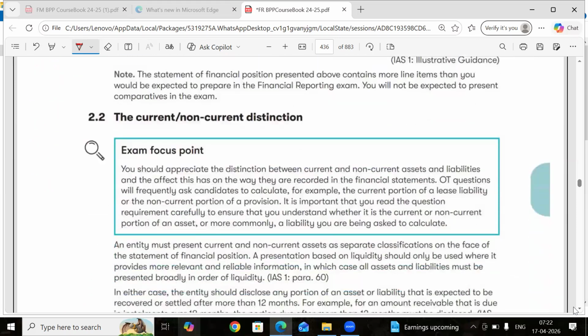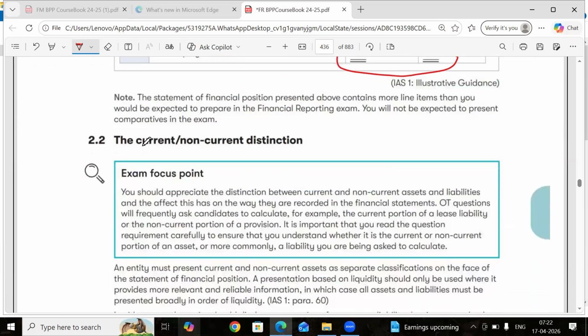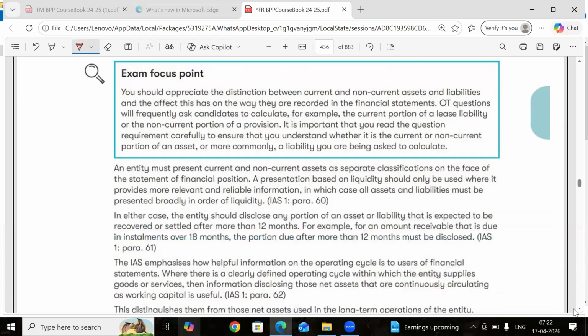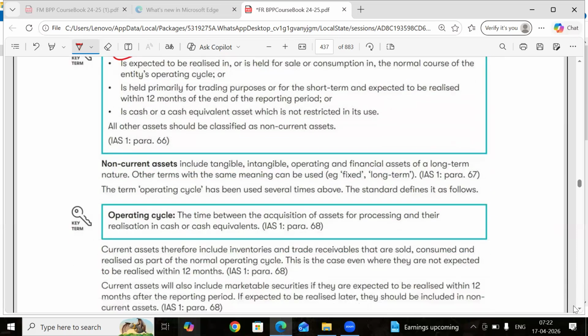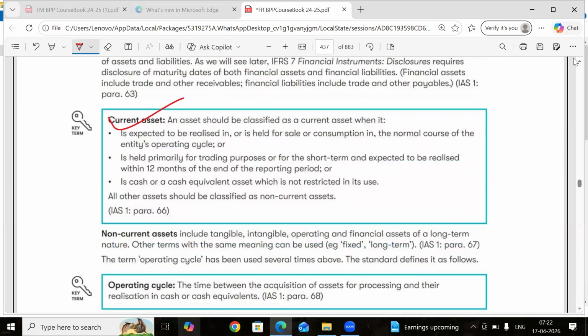Okay. So then comes the current and non-current distinction. What is a current asset? One which gives economic benefits within 1 year. Non-current assets give economic benefits over a longer period, more than 1 year. An asset should be classified as current when it is expected to be realized in, or is held for sale or consumption in, the normal course of the entity's operating cycle. Operating cycle is generally a 12-month period.